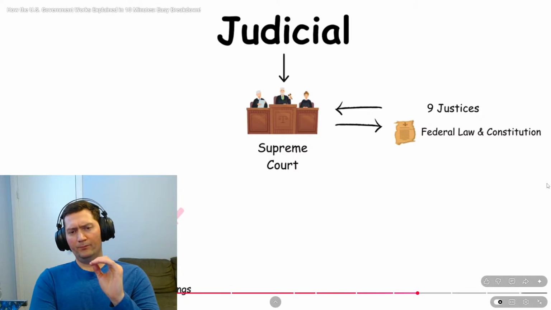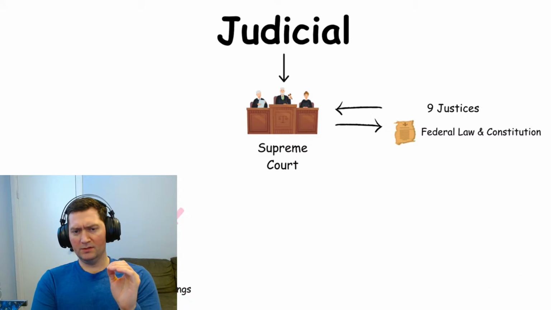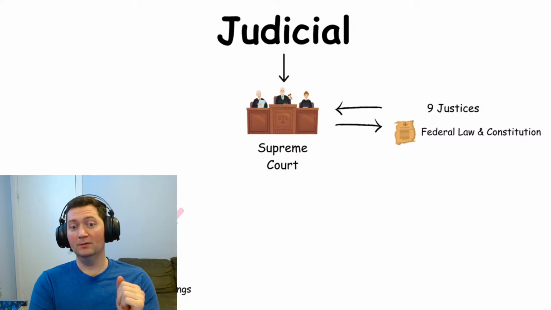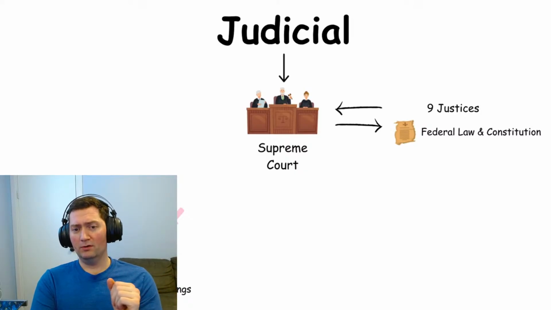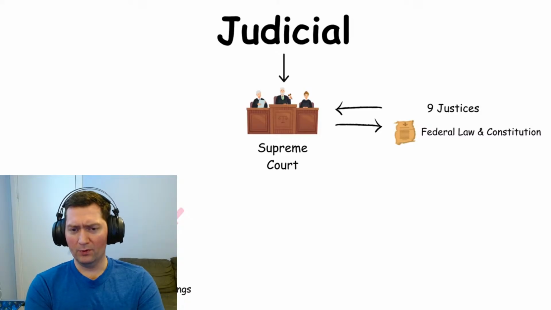So, whenever a justice leaves office, either by retiring or aging out, the current sitting president gets to put forward the next justice, from what I understand.